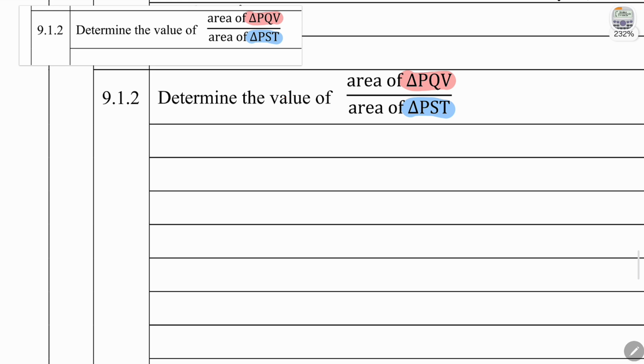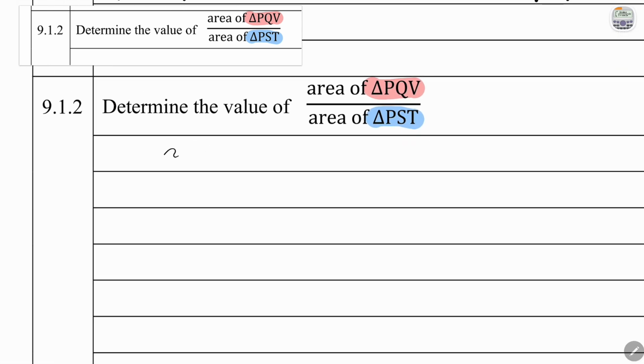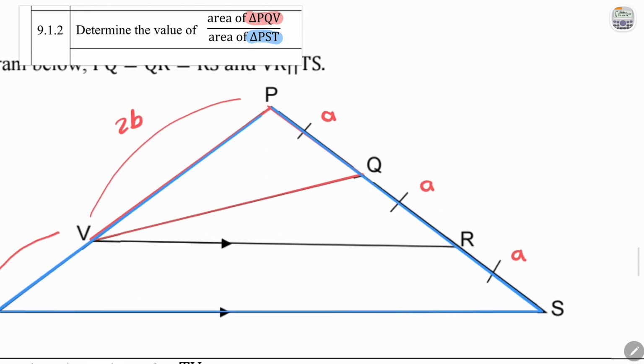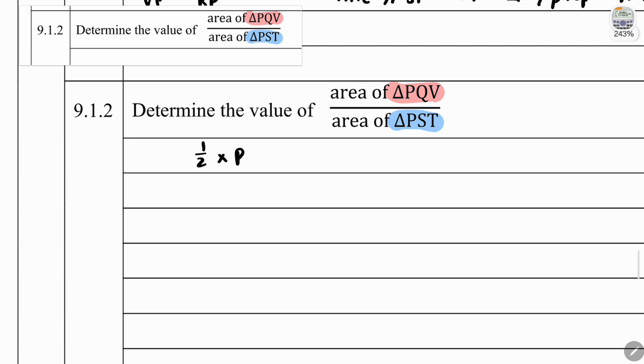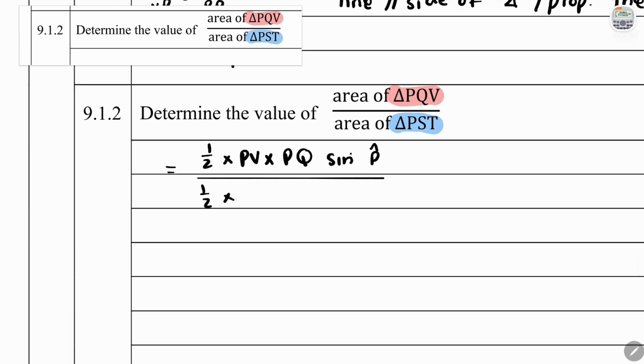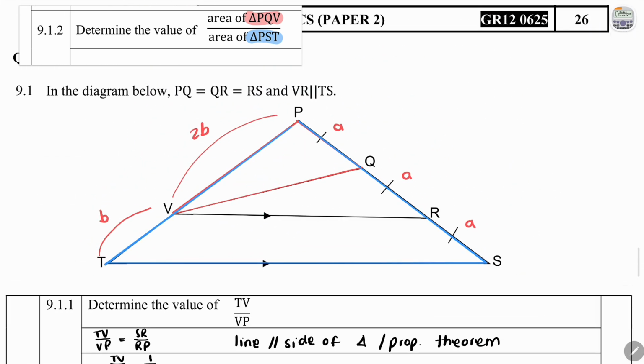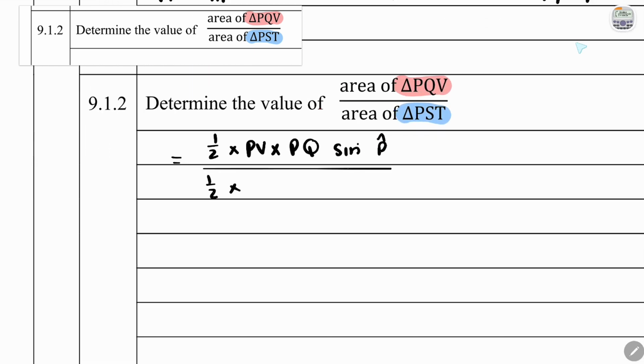In order to find these areas, looking at the triangle on the top, we say a half multiplied by PV multiplied by PQ times sine of angle P. And this goes over a half multiplied by, and now we use the sides of the bigger triangle, PT multiplied by PS, and then sine of their common angle, angle P.